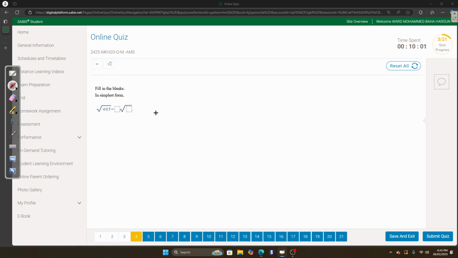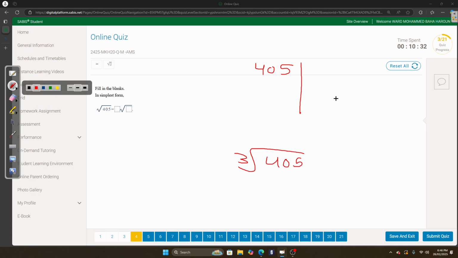Moving on. For this one, you just need to find the radical. How do you do it? You do the table. 405 divided by 2. You can't divide by 2. You can divide by 3, I think. Can you divide by 13? You can divide by 13. Okay, so if you divide by 3, you get 135.